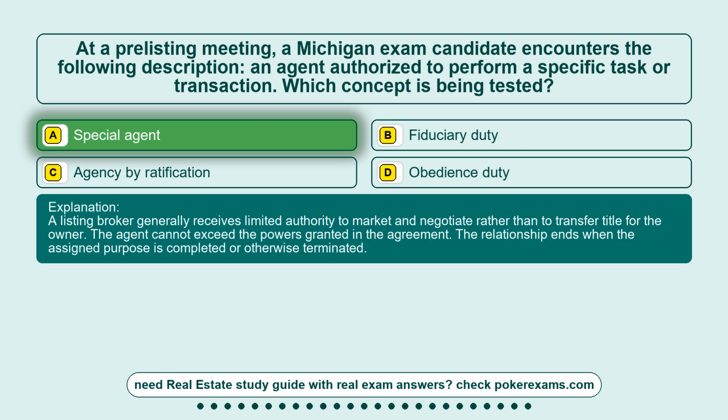A listing broker generally receives limited authority to market and negotiate rather than to transfer title for the owner. The agent cannot exceed the powers granted in the agreement. The relationship ends when the assigned purpose is completed or otherwise terminated.